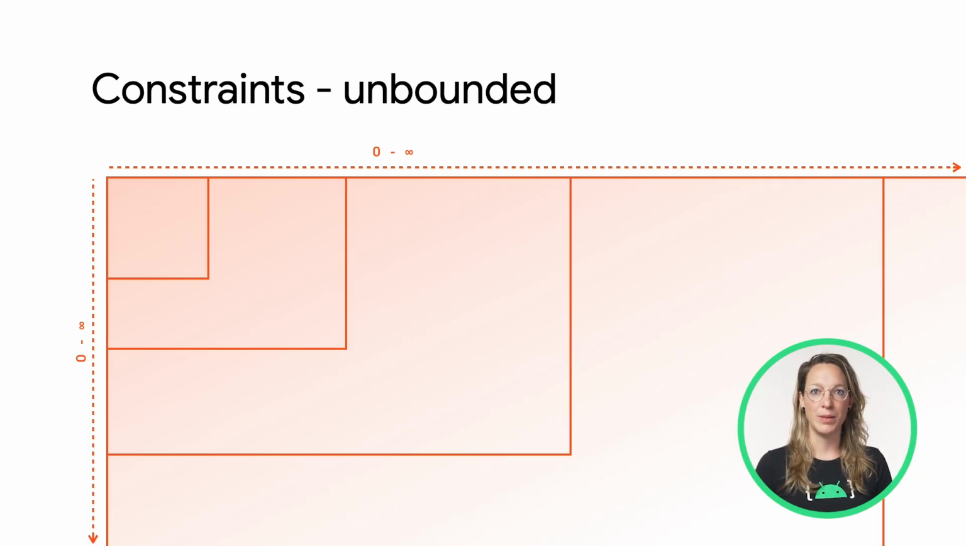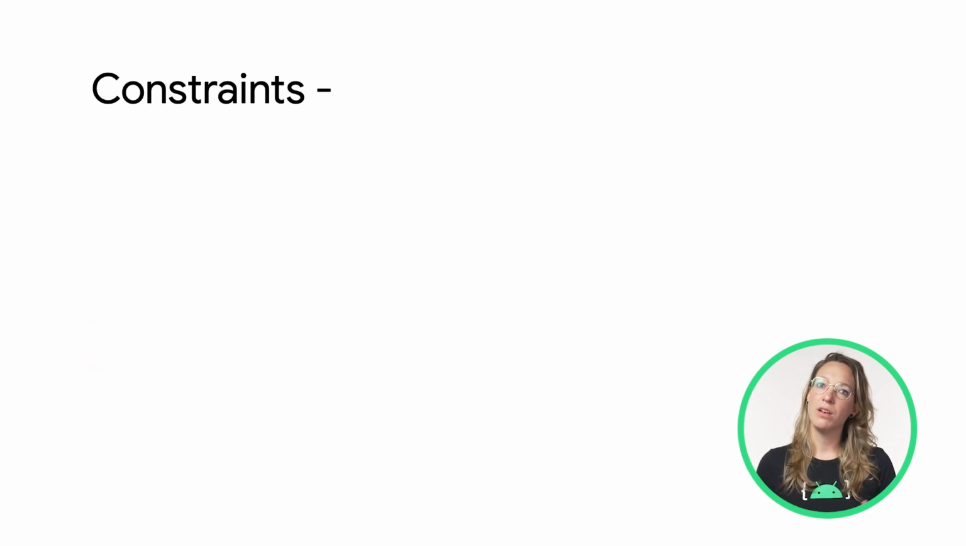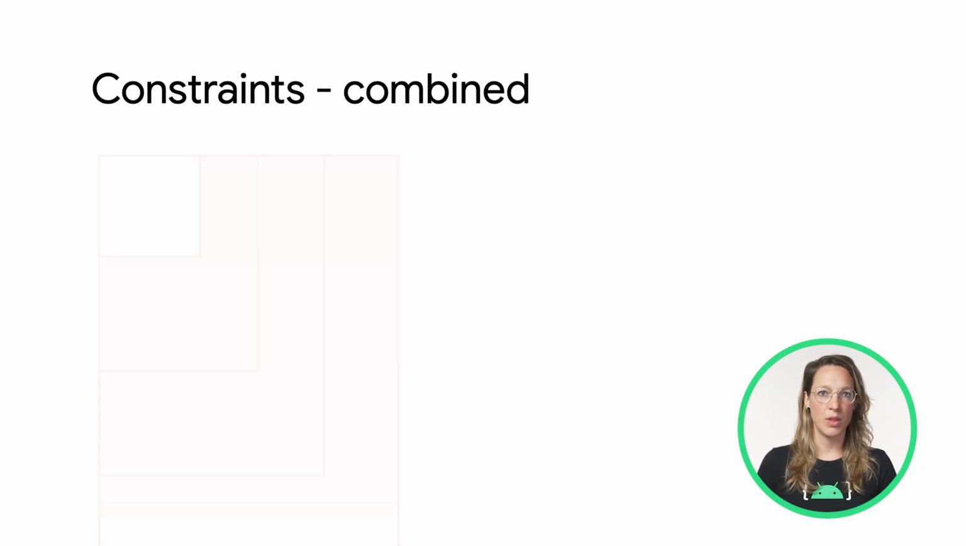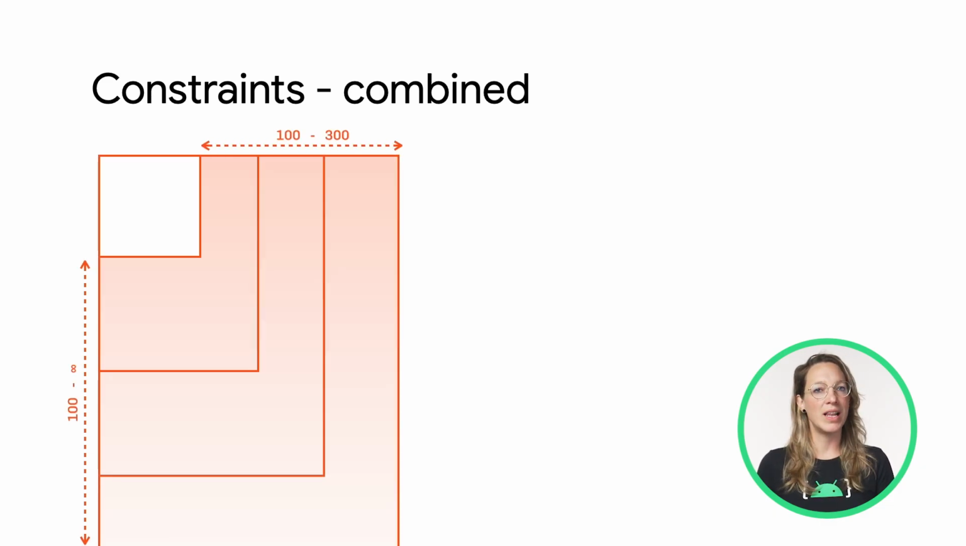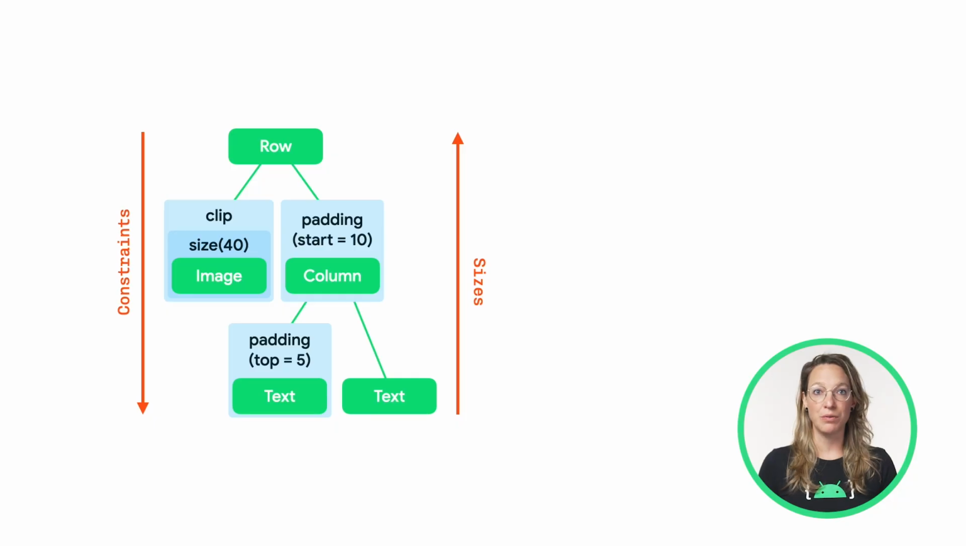The maximum width and height bounds are then set to infinity. Or constraints can be exact, asking the node to follow an exact size requirement. The minimum and maximum bounds are set to the same value, in this case 300 by 200 dp. Of course, combinations of these are also valid. For example, bounding the width while allowing for an unbounded maximum height, or setting an exact width but providing a bounded height. As I said, constraints are passed down from parent to child node in the UI tree, when the parent is going to measure its child.